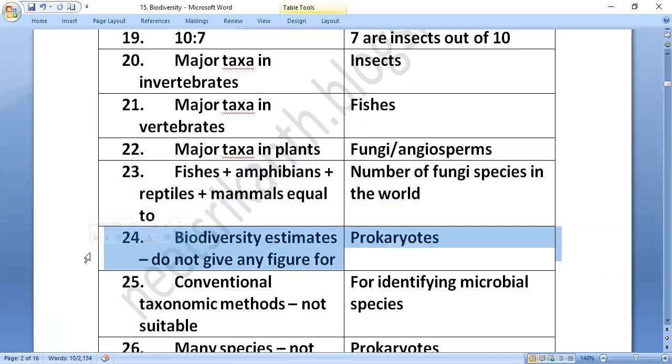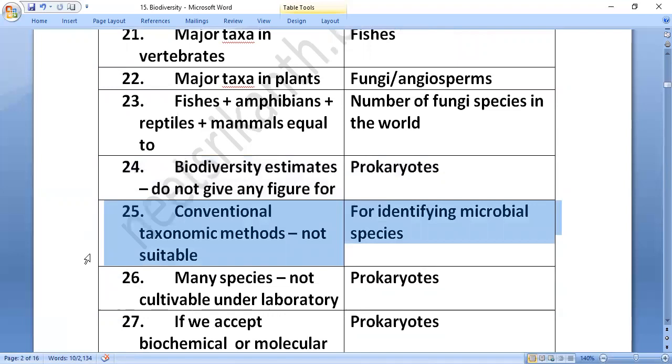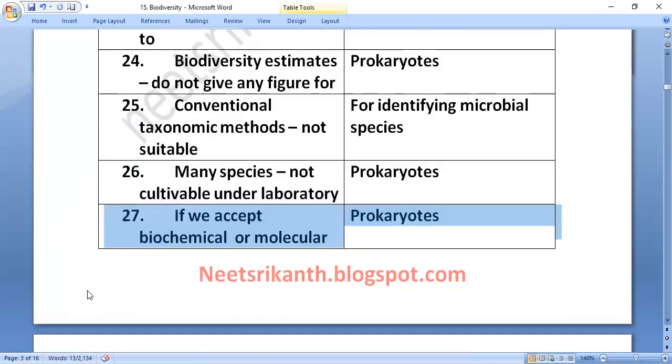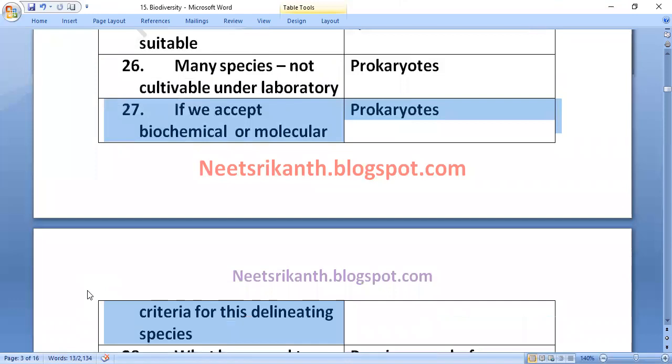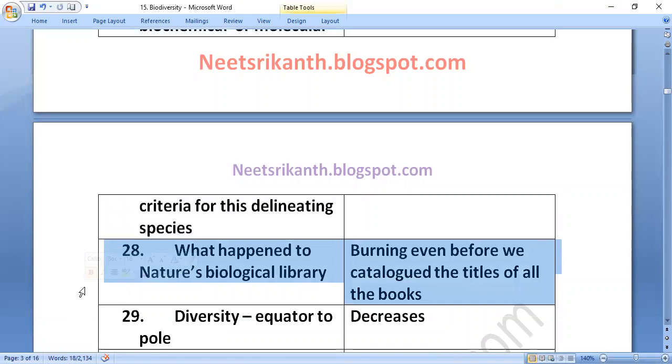Robert May's biodiversity estimate does not give any figure for prokaryotes. Conventional taxonomic methods are not suitable for identifying microbial species, and many species are not cultivable under laboratory conditions. If we accept biochemical or molecular criteria for delineating species, prokaryotes could also be considered in a global estimate. What is happening to nature's biological library? It is burning even before we catalog the titles of all the books.